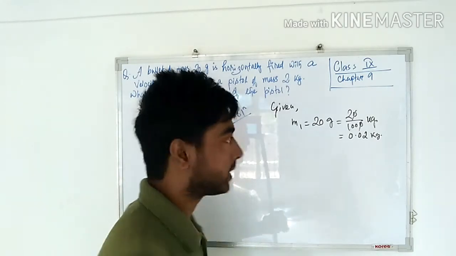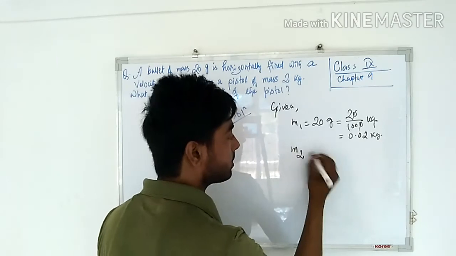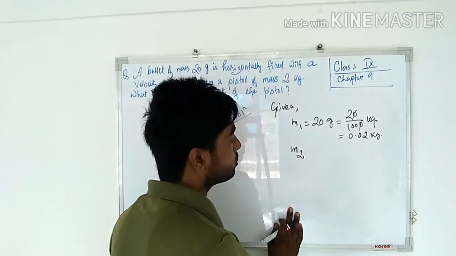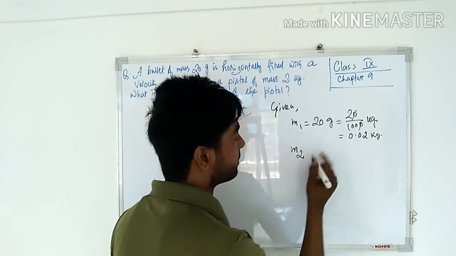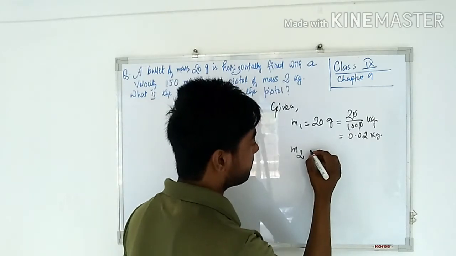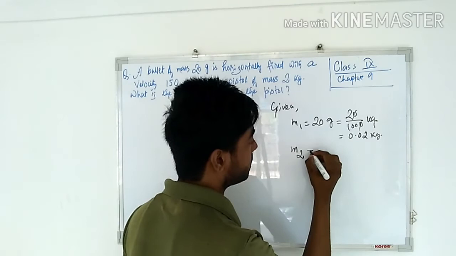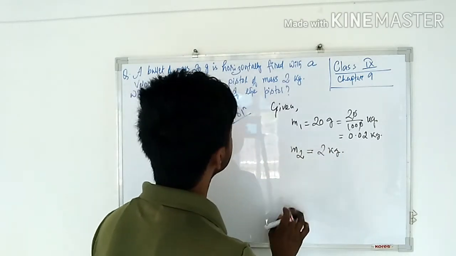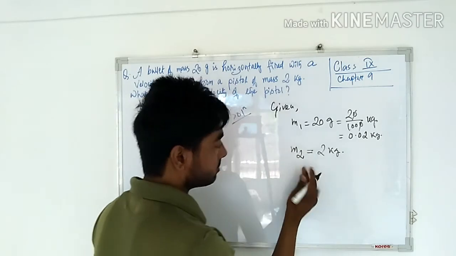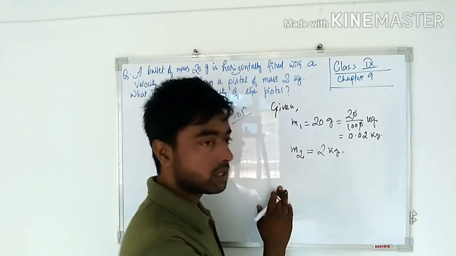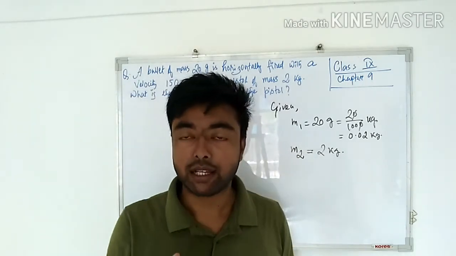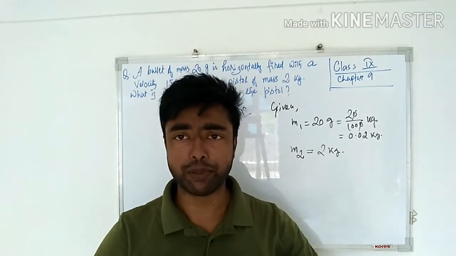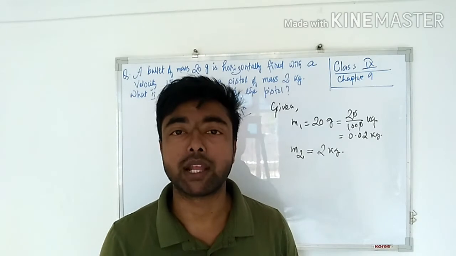Remember this. Next, if I write mass of the pistol by m2, fine. So it's 2 kg given. What else? Before firing, listen. Before firing, your bullet as well as your pistol, both are at rest.